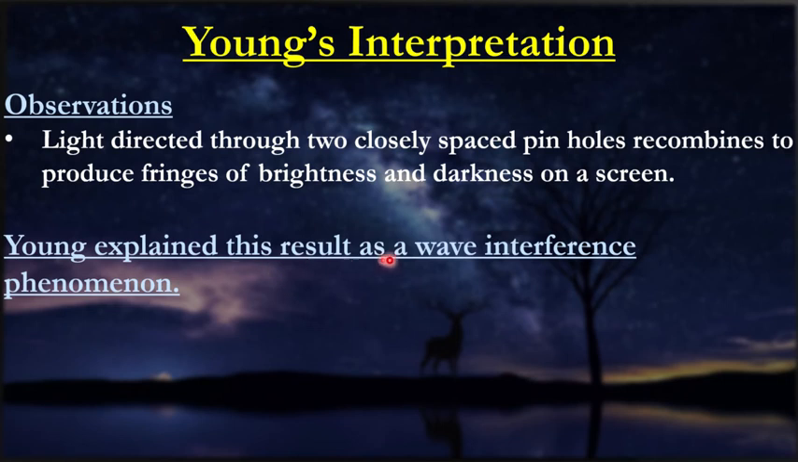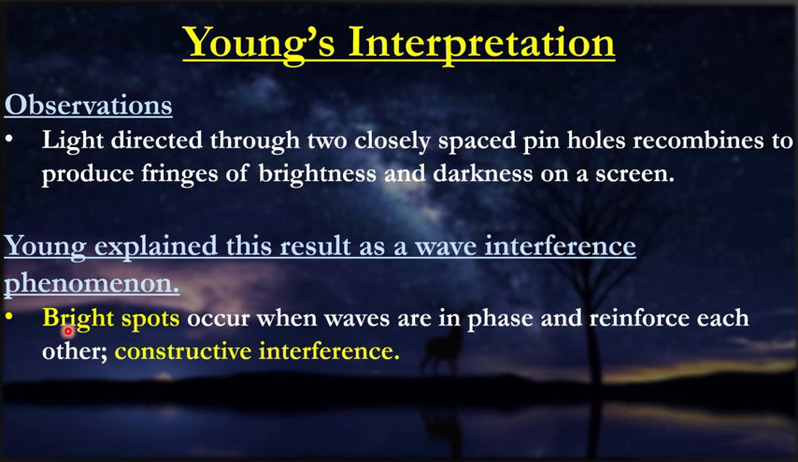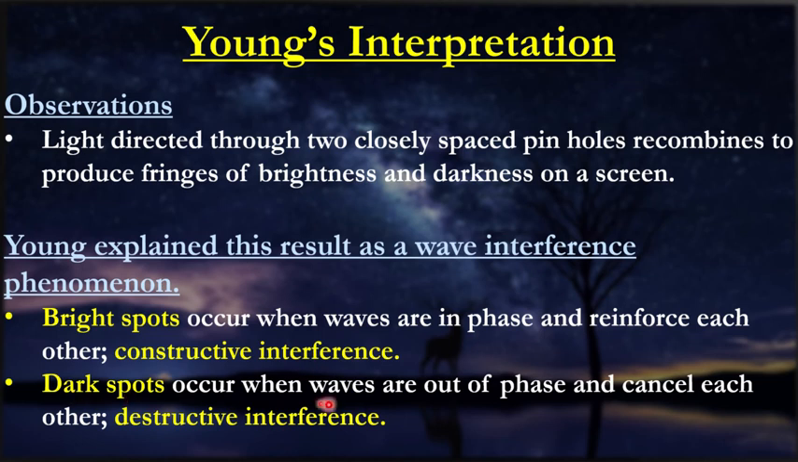And so how did Young explain this? He used wave interference. Remember what I said? At this point in time, most people accepted that light was a particle. So what he found was in contradiction to Isaac Newton's theory that light was a particle. He believed that these bright spots occurred similar to water waves, where they come together in phase, reinforce their amplitude, causing constructive interference. If you see dark spots, that's because the waves are coming out of phase and canceling each other out, causing destructive interference.